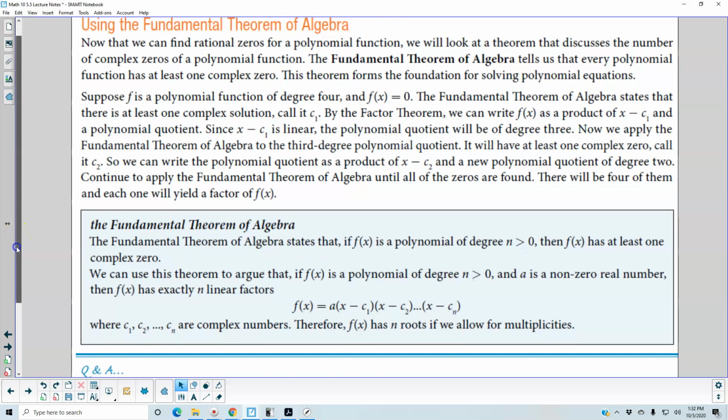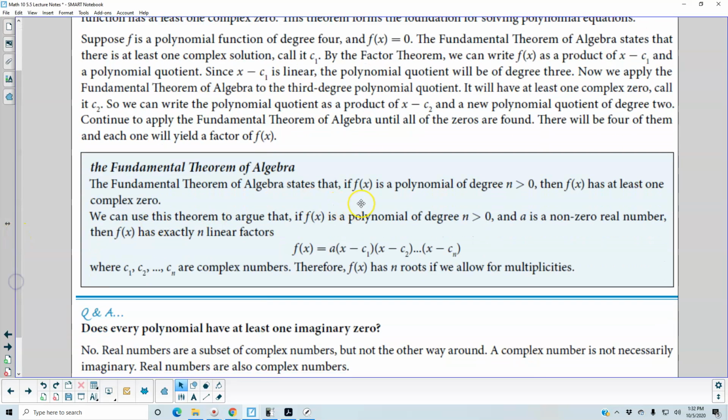The fundamental theorem of algebra states that if f of x is a polynomial of degree n greater than 0, then f of x has at least one complex zero. We can use this theorem to argue that if f of x is a polynomial of degree n greater than 0, and a is a non-zero real number, then f of x has exactly n linear factors.